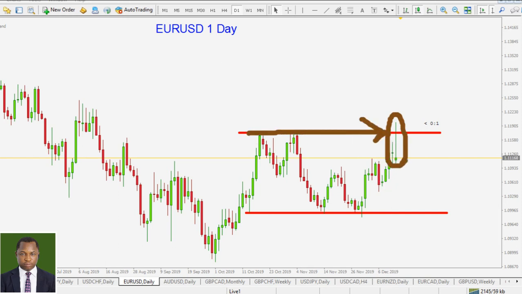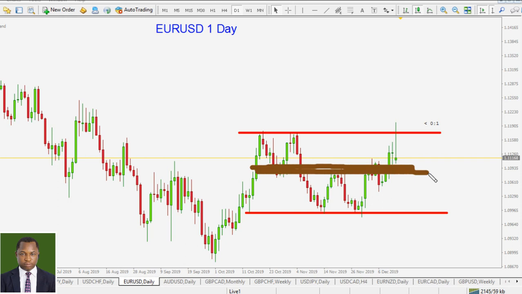I wouldn't want to go short because it is against an area that has been holding price as both support and resistance. Previously, support here, resistance here, support right here. I wouldn't want to go short against that level.